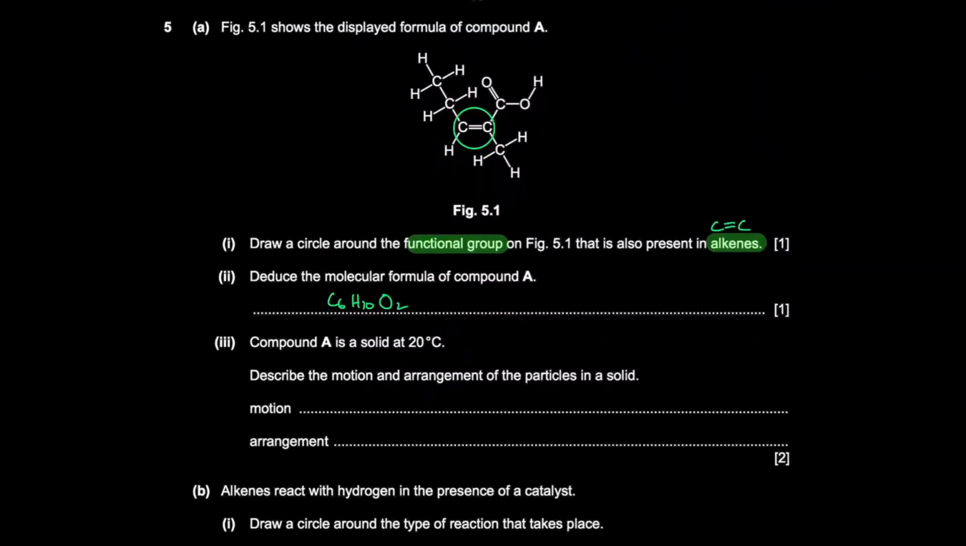Compound A is a solid at 20 degrees Celsius. Describe the motion and arrangement of the particles in a solid.